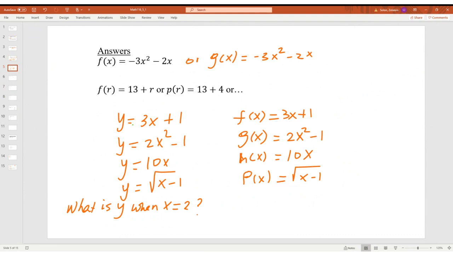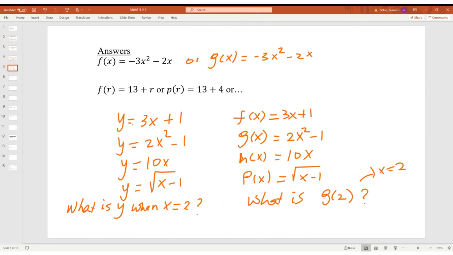Now, if I say what is g of 2, that means what is the second function when x is 2. So g of 2 means x equals 2, so x is replaced by 2. You can clearly identify this. We are talking about the second function. It has a name. It's called g of x. That's the difference. If it is not in function notation, you don't identify which function I'm talking about.